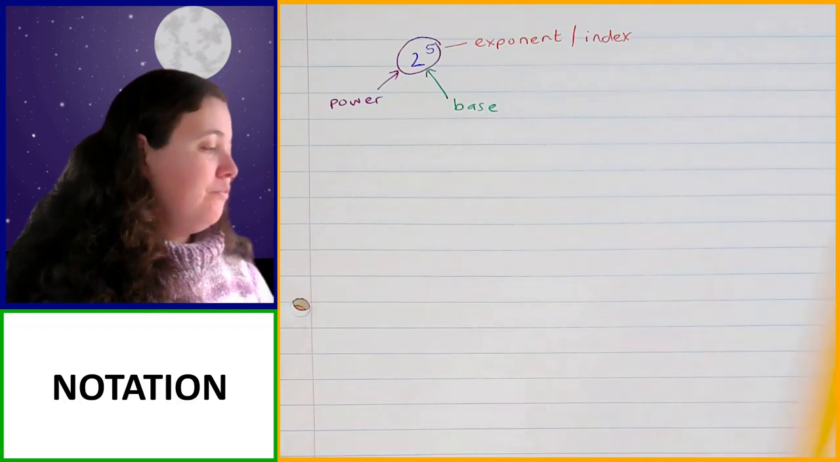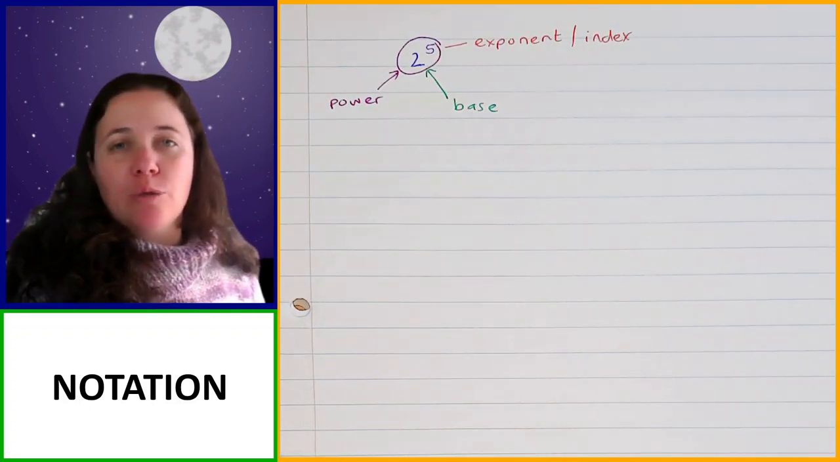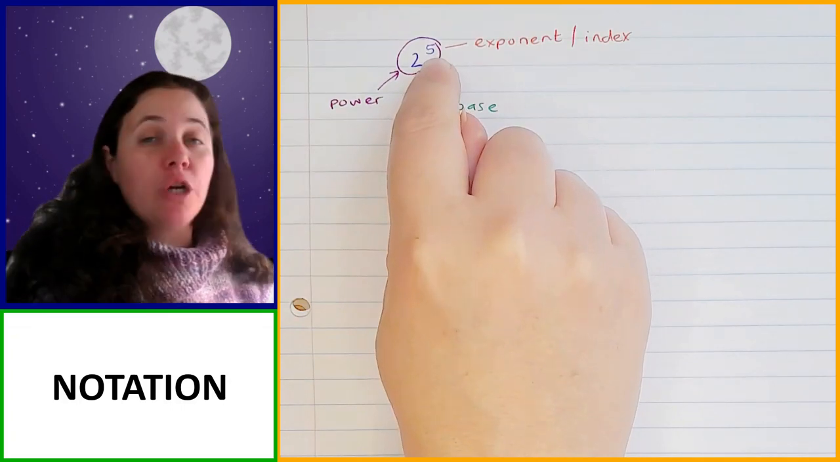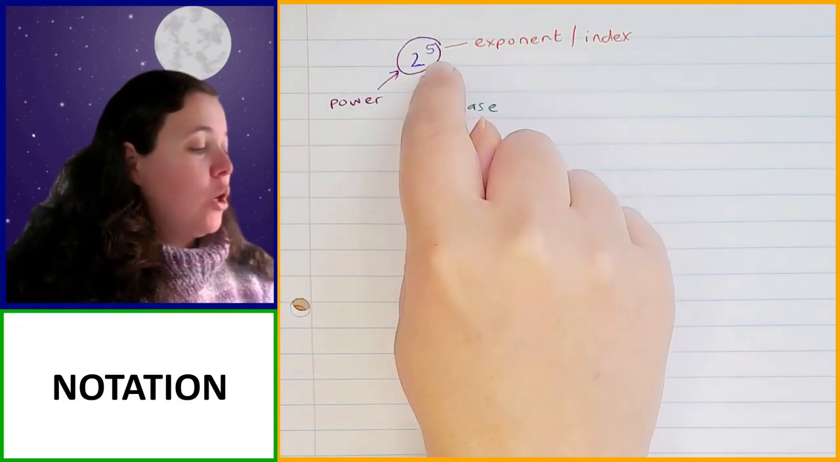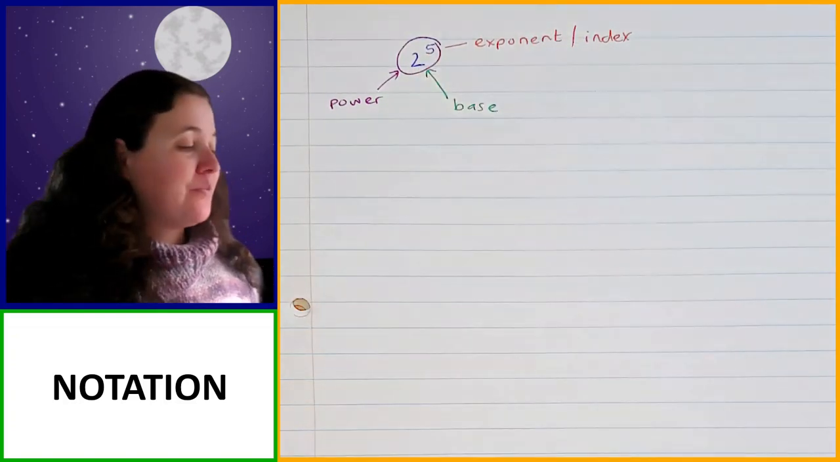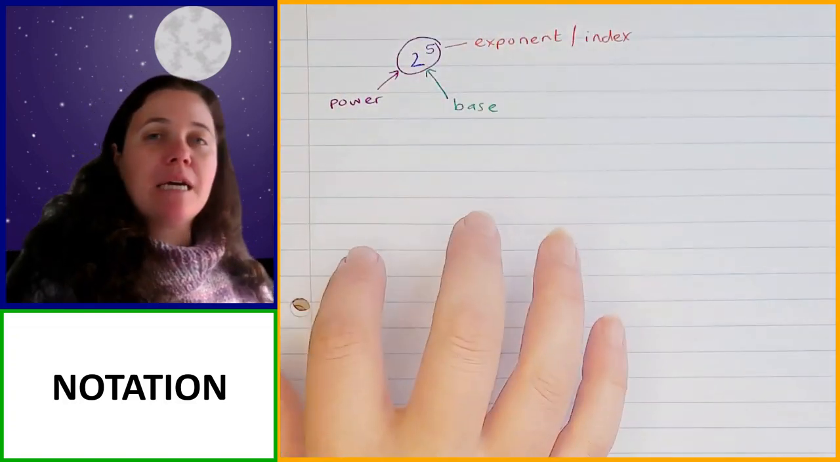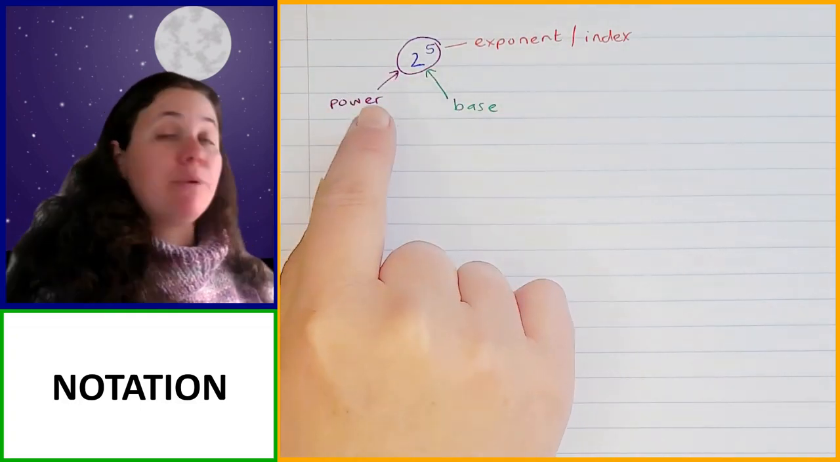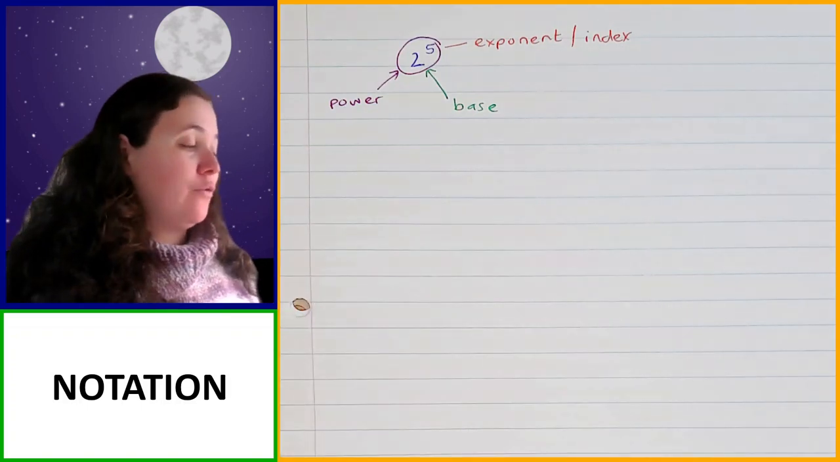It can be a little bit confusing because we're talking about 2 to the power of 5, so people often think that the 5 is the power, but it's not actually. The whole thing is actually the power, where the 5 is the exponent or the index. When something is written like this, it's being written in exponential form. That's the notation for exponential form.